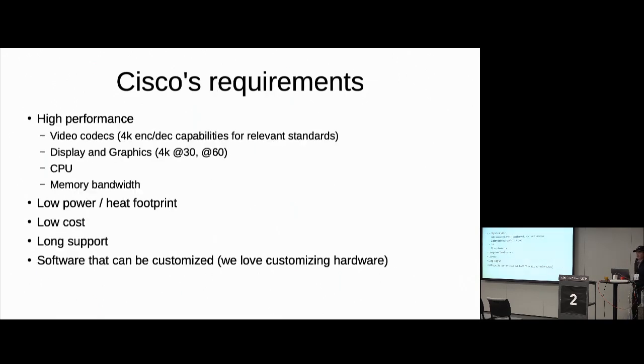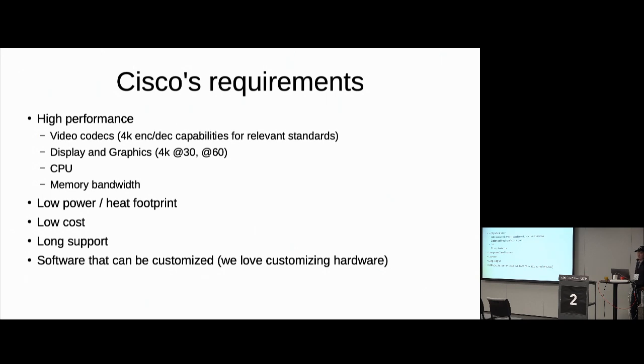When we're selecting hardware, which we do, we literally pick every single chip that goes onto the hardware. We need to find chips that are high performance, as in that they've got video codecs that are relevant, that are 4K capable for encoding and decoding, that we have powerful display and graphics capabilities. We run 4K displays these days at 60 or 30 hertz. The CPU, that we have power for flexibility for the future, and also that there's suitable memory bandwidth on these devices. We also want these things to not consume any power, not have any heat footprint, to cost as little as possible, and to be supported forever.